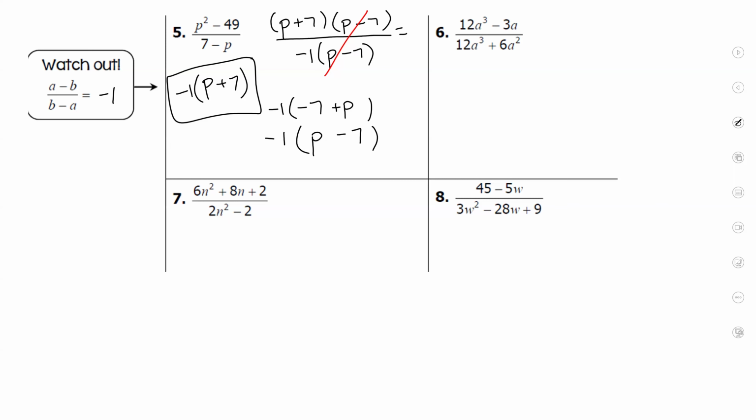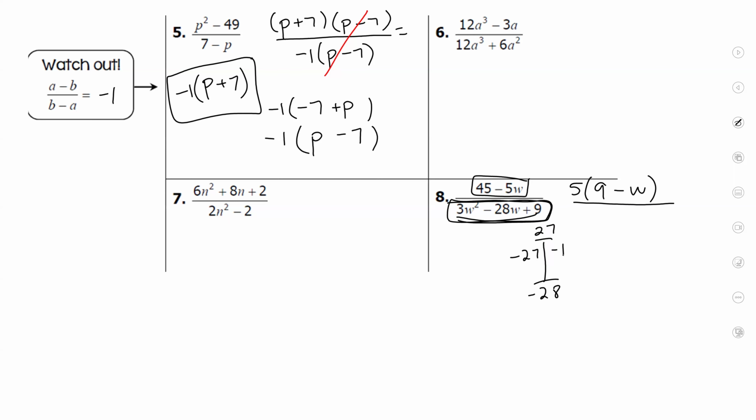Okay, let's try number 8. What can the numerator both be divided by? 5, so 5 is on the outside, 9 minus w. Okay, all of these cannot be divided by something, so let's do an eye chart. You do 3 times 9, which is 27. You want them to add to -28. So this will be -27 and -1. So your factors are w minus 27 and w minus 1.